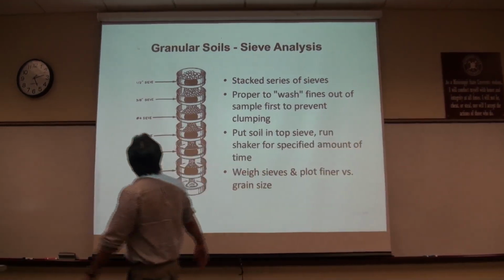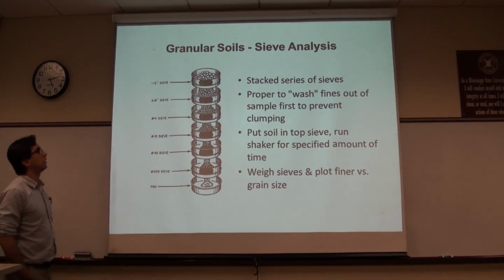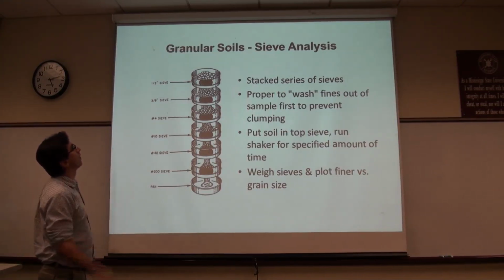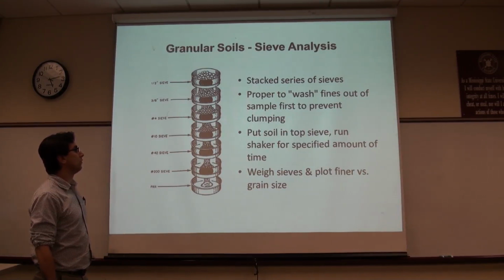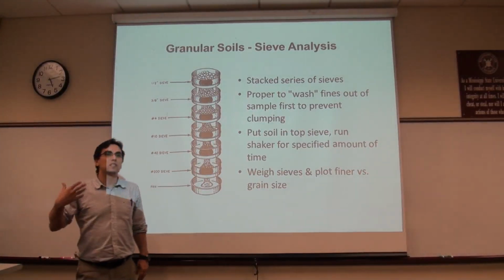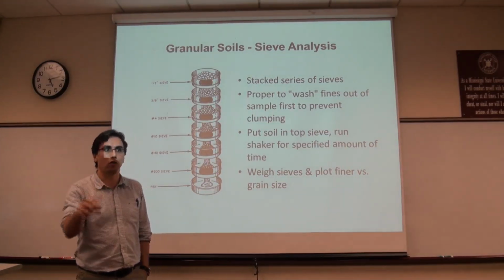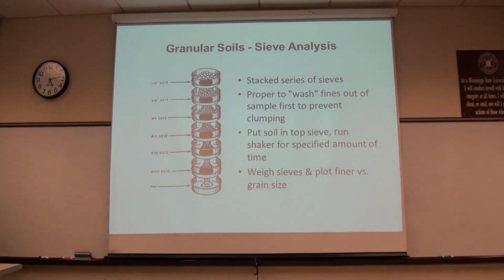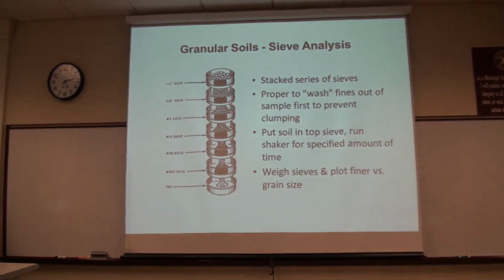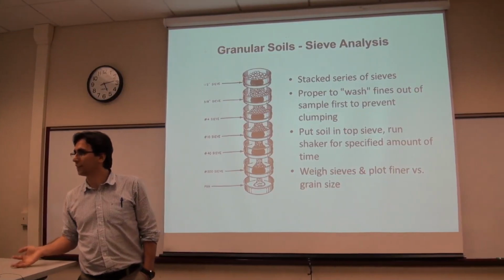Sieve analysis is where we have a stack of sieves, and we wash out the fines, and then we shake the stack, basically. Then we weigh the sieves and plot percent finer versus grain size. So remember that we use sieve analysis to characterize grain size, or the coarse part of the soil. The first thing that you need to look at is the percentage passing sieve number 200. We had this discussion, not this morning, I guess Monday.